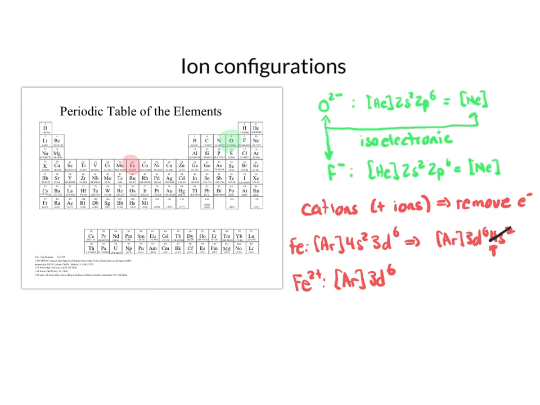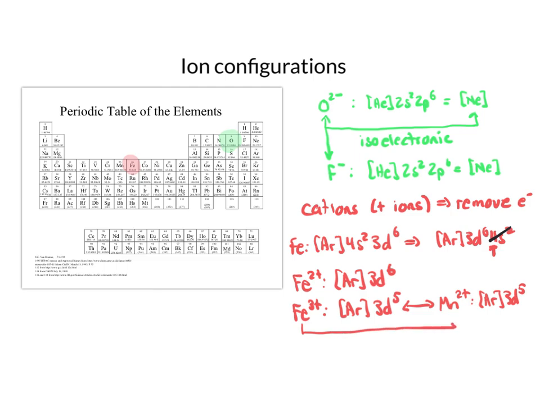If I wanted to make iron 3+, now I need to take one more electron away, and that's going to have to come out of the 3d level. So I take one more electron away, the only place to take it from is the 3d level, so I take it from there. Notice that this has the same electron configuration as manganese 2+, which if you work it out is going to be argon 3d5. And so iron 3+ and manganese 2+ are isoelectronic.